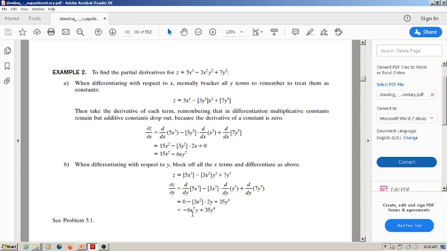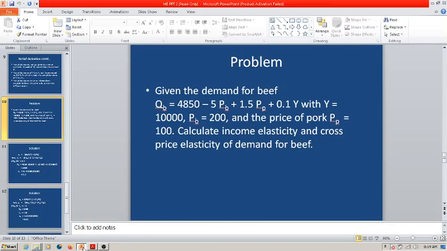Now you can open the bracket and write the answer as minus 6x square y plus 35y raised to 4. Clear? That is all about finding the partial derivative. Just go through this portion and try to practice calculating partial derivative, and after that move on to our problem.